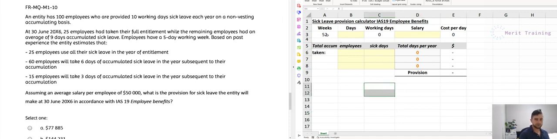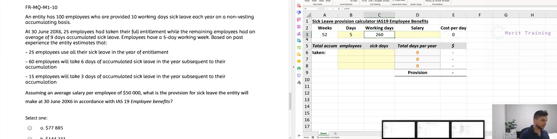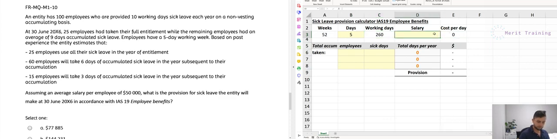So we need to figure out, okay, there's 52 weeks in the year, how many days are they working per week? It says in the question it's 5 days. So that means there's 260 working days in the year. And that's basically calculated as that times that. Next is the salary, because we want to work out what's the dollar value per day. So it says in the question the average salary is 50,000. So let's plug that in. So the cost per day is 192.307.